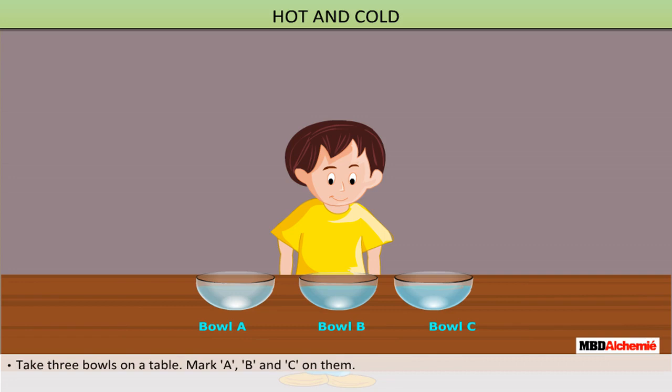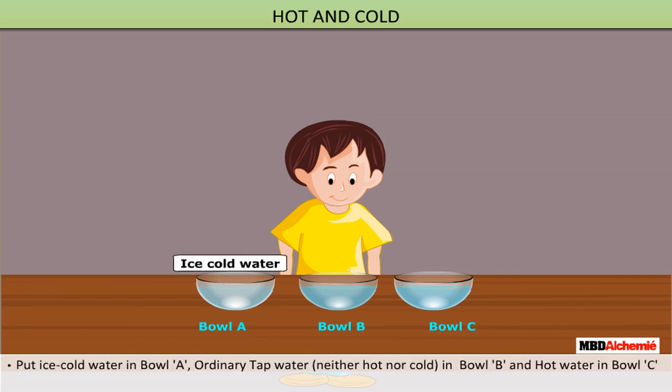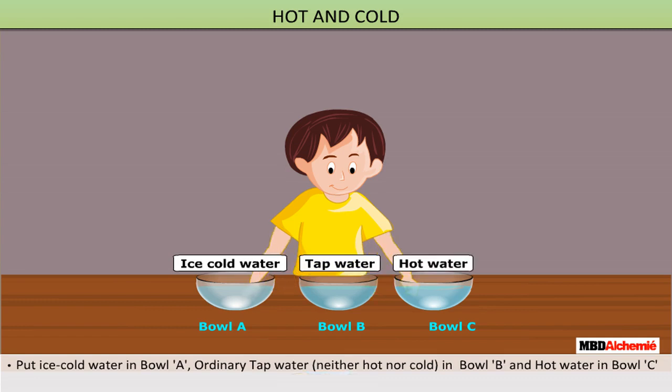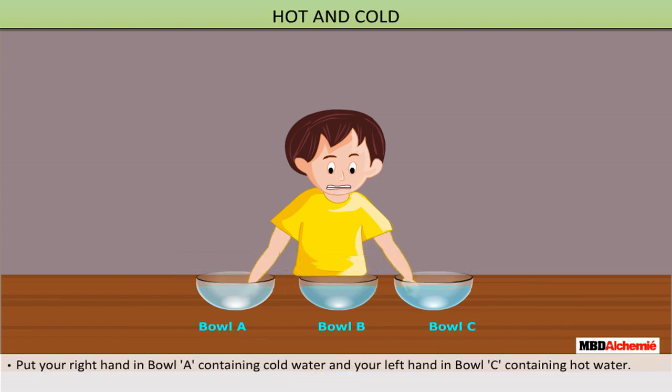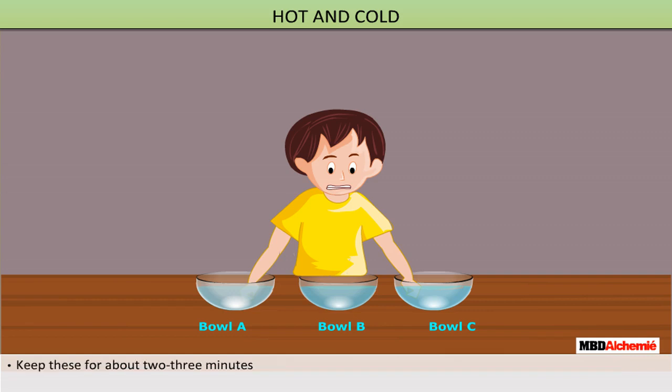Take 3 bowls on the table. Mark A, B, and C on them. Put ice cold water in bowl A, ordinary tap water, neither hot nor cold, in bowl B, and hot water in bowl C. Put your right hand in bowl A containing cold water and left hand in bowl C containing hot water. Keep these for about 2-3 minutes.